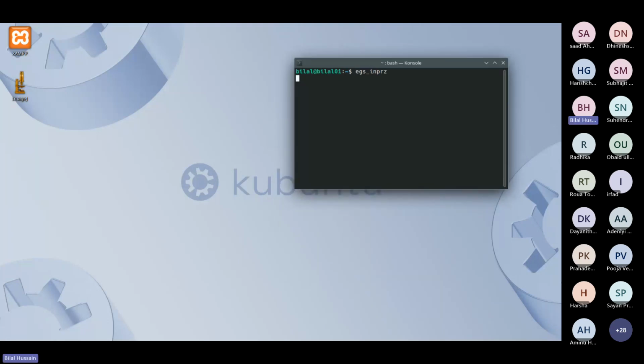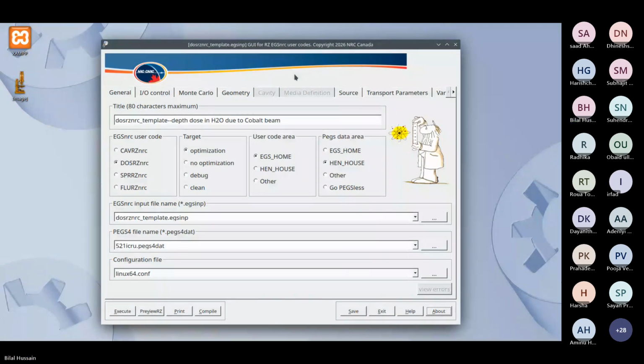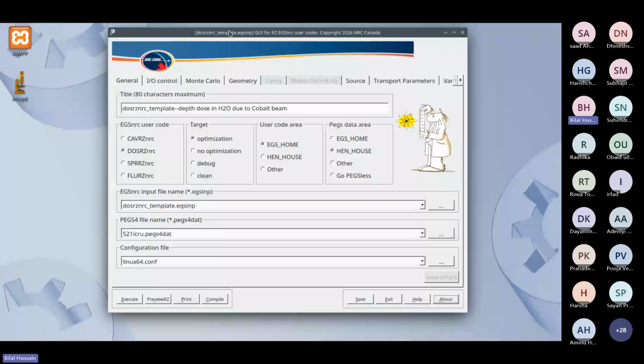Today I'll be dealing with the simplest of EGSnrc code, which is called dose RZ. That's the simplest of all models of EGSnrc. Because this is RZ, it deals with a cylindrical geometry. We have a cylinder having many slabs.